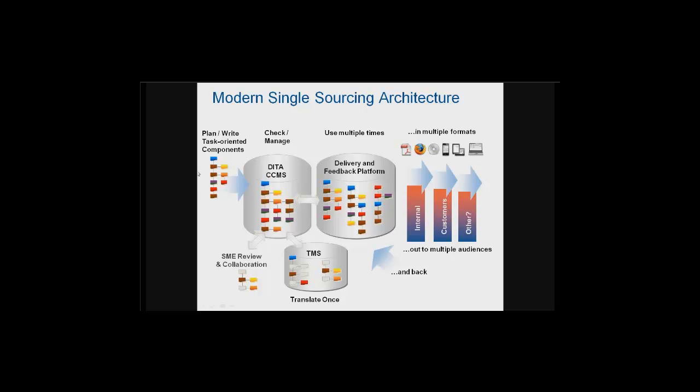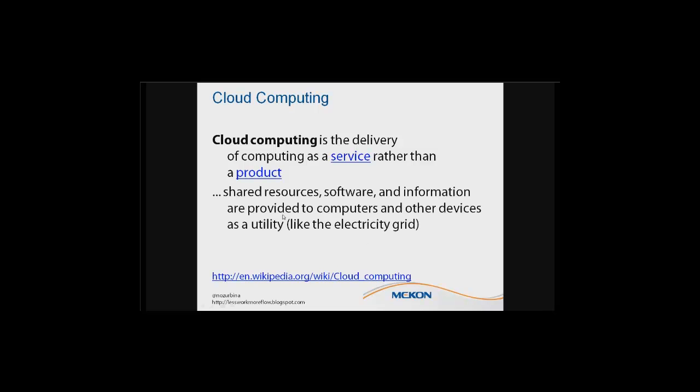So what we're seeing here is no longer a linear flow from left to right, but actually a cycle where once we get out, we want to be circling back again and looking at a life cycle of information coming back. Okay, so then we have to marry that with the cloud computing concepts. So I'll do this quickly. Cloud computing is delivery of computing as a service rather than a product. So in the cloud, you share resources and information to computers and other devices like a network, like a utility, like the electricity grid, typically over the internet.